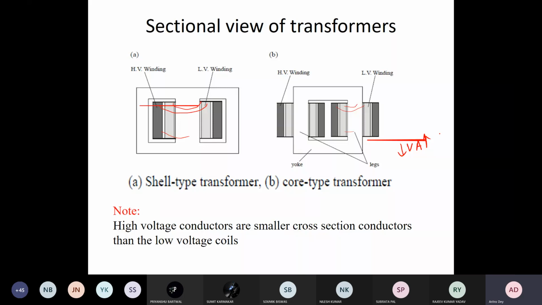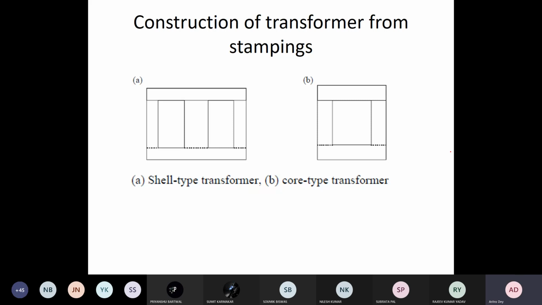Okay, because it is of lesser current. Because if V is high, then definitely your A is small. Okay, so this is how we stack the laminations, and then we create a core for the transformer. Construction of the transformer from the stamping. So stampings are based on this CRGO steel laminations. Okay, we stack one upon the other, and then this is how we develop the core.